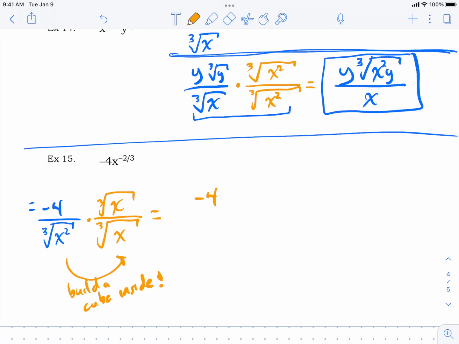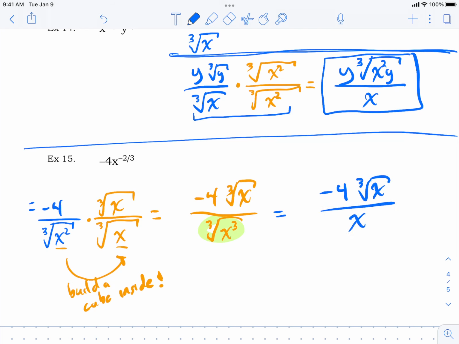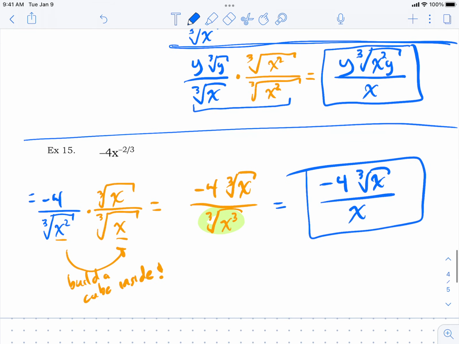So the top is negative 4, multiplying cube root of x. That is what it is. The bottom, if you multiply the x squared times the x, you get an x cubed. And again, why are we doing this? Because this simplifies to just x. I get a negative 4 cube root of x on top, and on the bottom I've got just an x. This is a nice way to write your answer. Now, if you prefer, you could put the negative in front. This is also a nice way to write your answer.